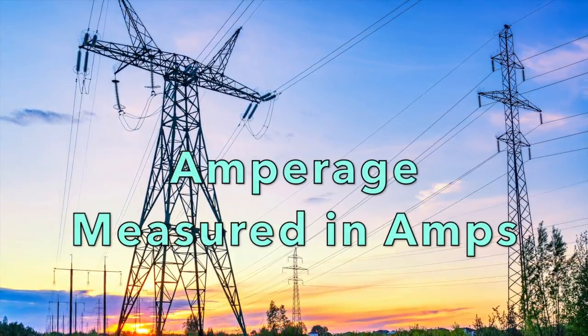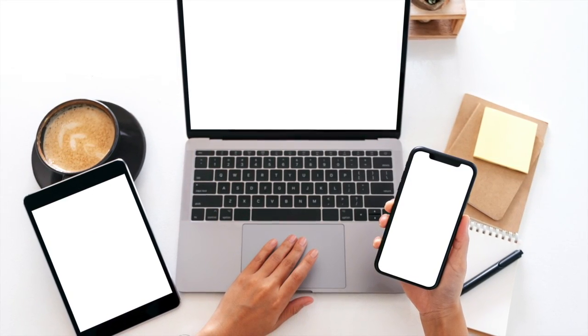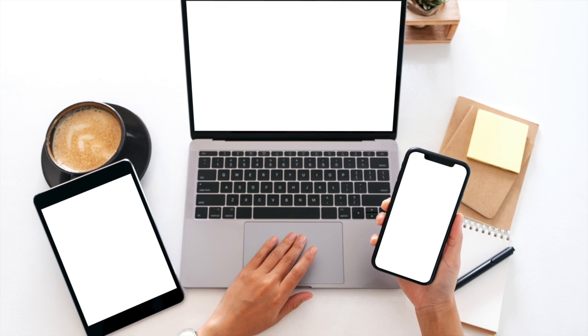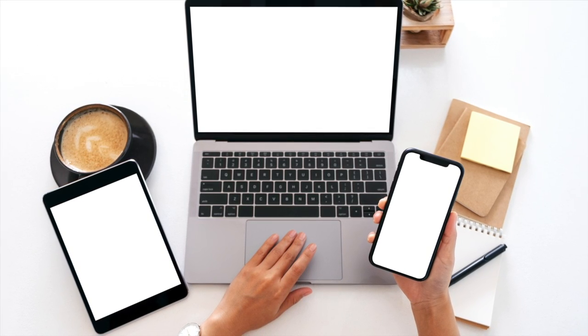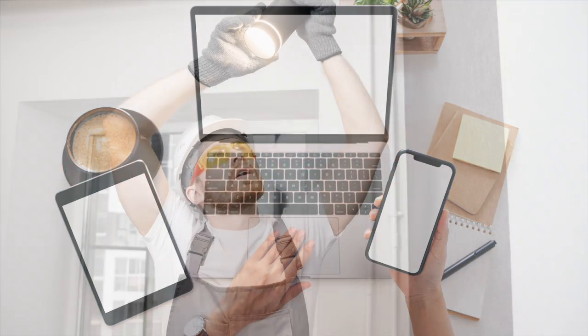Amperage is measured in amps. However, small electronics and small systems have very small amounts of flow, and current flow is measured in milliamps. A milliamp is 1,000th of an amp.